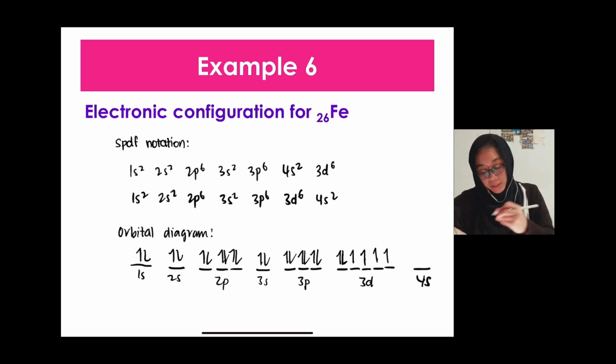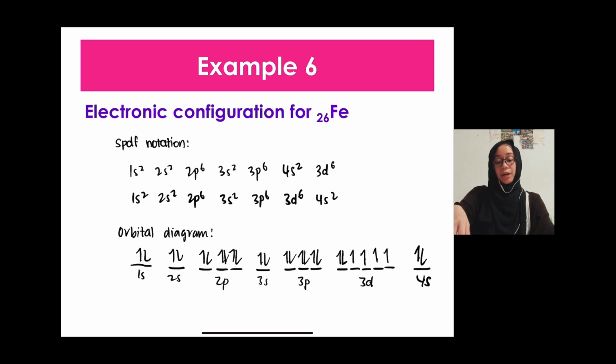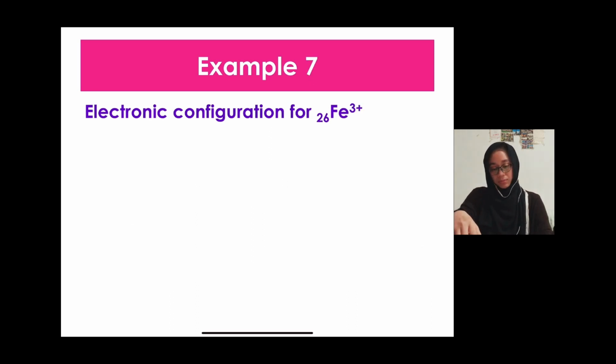Okay, and then now kita jangan lupa 4s. So settle dah untuk kita punya orbital diagram for iron. Okay, last example. Okay, so now kita ada electronic configuration untuk Fe sekali lagi, but now it is ion. So iron 3 plus. Okay, so you know that the proton adalah 26.